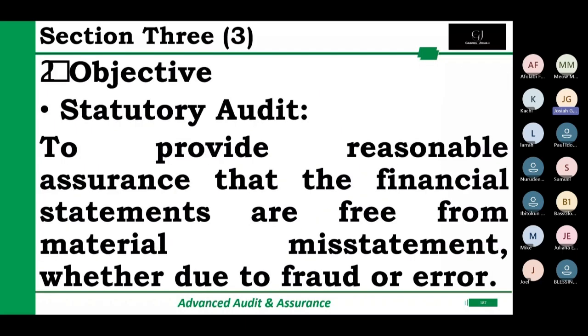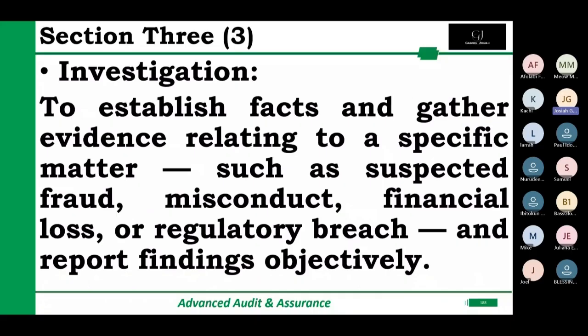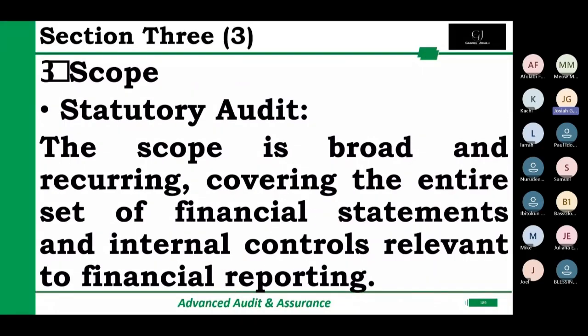The objective of statutory audit speaks to providing reasonable assurance that financial statements are free from material misstatements, whether due to fraud or error. While for investigation, the objective is to establish facts and gather evidence related to a specific matter or concern, such as suspected fraud, misconduct, financial loss, or regulatory breach, and report the findings objectively without bias.